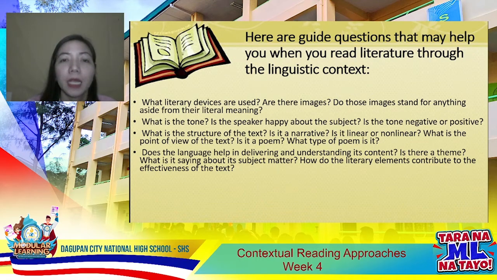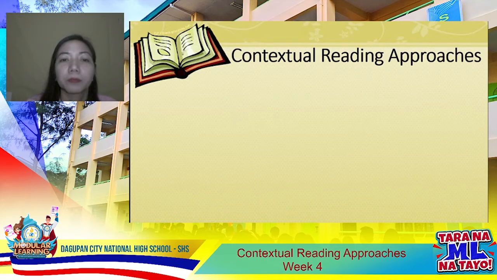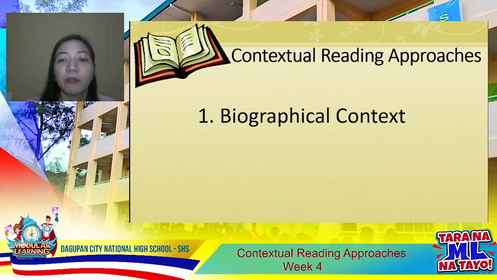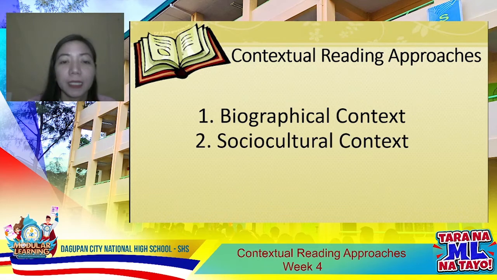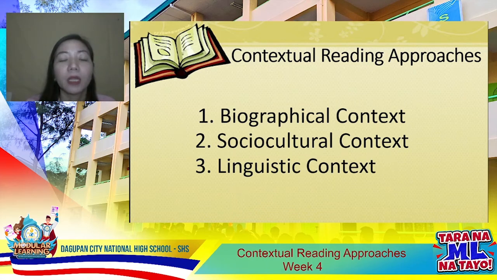So again, there are three contextual reading approaches, namely biographical context, which focuses on the author's biography for us to understand the text, sociocultural context, which focuses on the society and culture and the time when the literary piece was written, and the linguistic context, which focuses on the language of the literary piece.